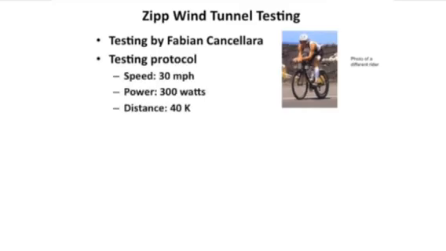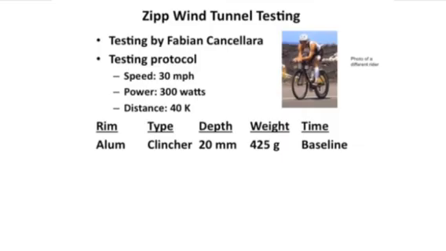This has been extensively tested in a wind tunnel. And the testing was done by Fabian Cancellara. That's not actually Fabian in that picture, but he did the testing. And this is the protocol that he ran. He rode a bike at 30 miles an hour at a constant power of 300 watts at a distance of 40 kilometers. This was done in the San Diego low-speed wind tunnel. And he tried this with all different kinds of Zipp rims. The first one was an aluminum rim, a clincher rim.